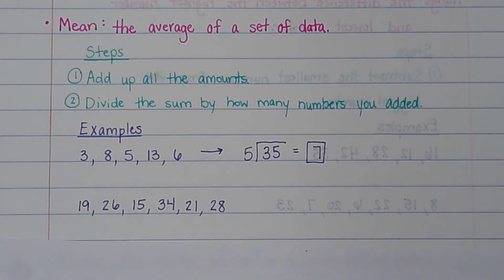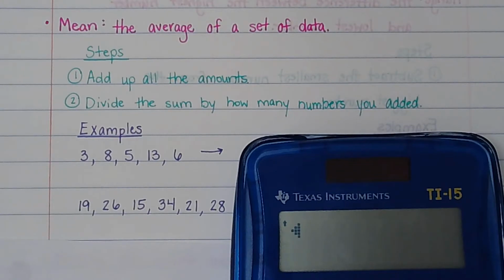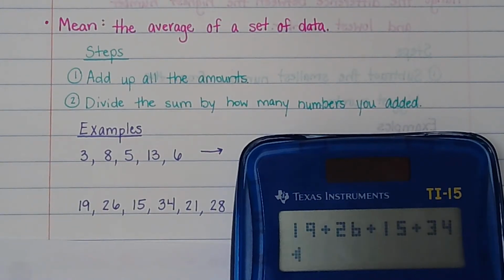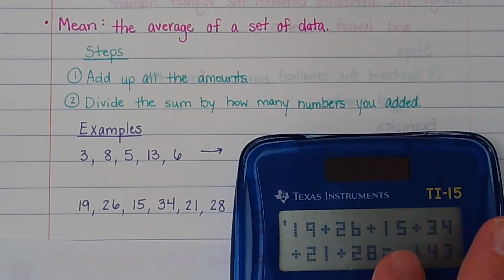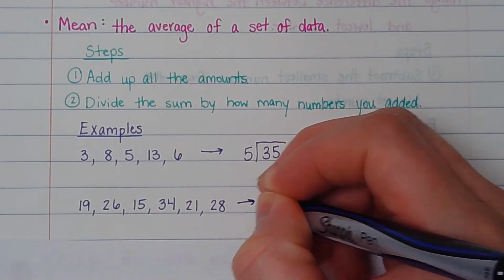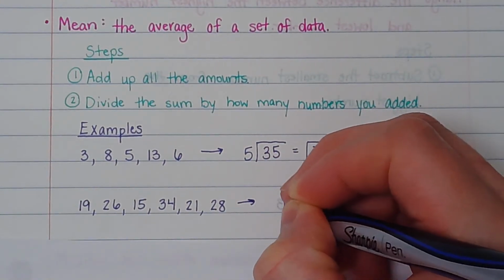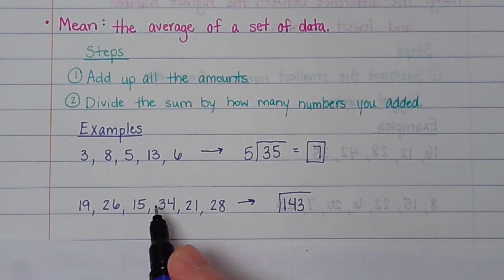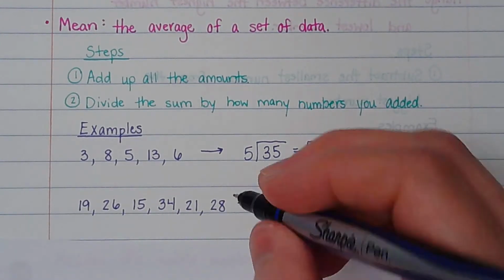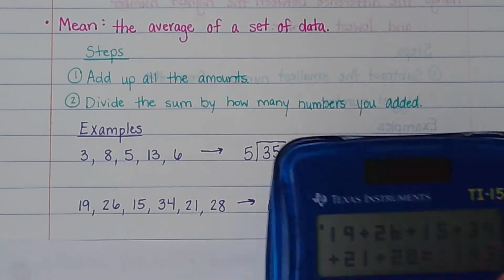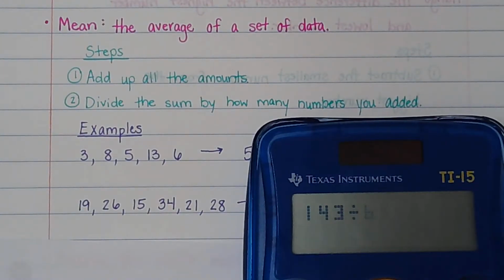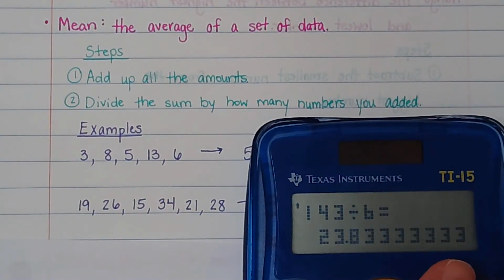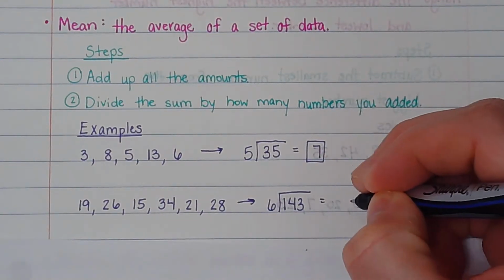All right, let's do it again for the second example. 19 plus 26 plus 15 plus 34 plus 21 plus 28 equals 143. So then how many numbers did I have? 1, 2, 3, 4, 5, 6. So we divide by 6. And we get 23.83 is what we'll put.